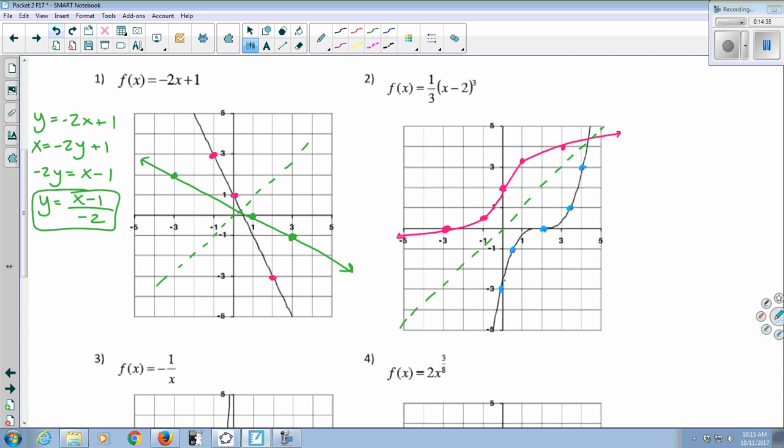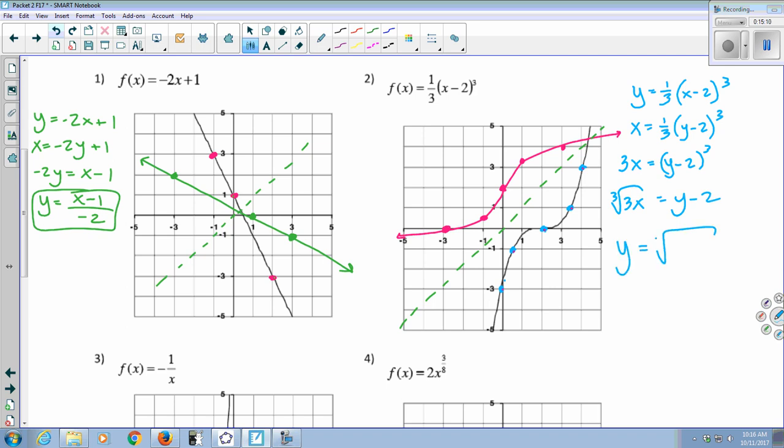All right, I want to find f inverse using the switch and solve strategy. So I've got y equals 1/3 times x minus 2 cubed. Make the y an x and the x a y. And I want to get the y by itself. I'm going to start by multiplying both sides by 3. Then I'm going to cube root both sides. So I have the cube root of 3x equals y minus 2, and then add 2 to both sides. y equals the cube root of 3x plus 2.